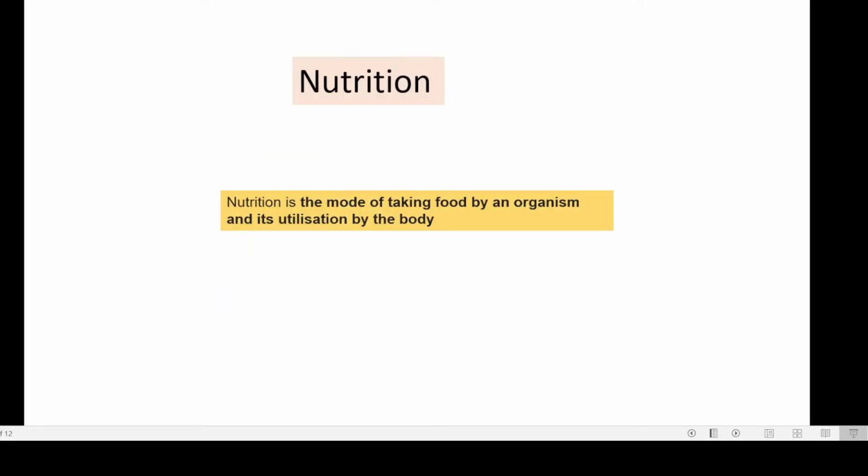Now let us move to nutrition. Nutrition is the mode of taking food by an organism and its utilization by the body.